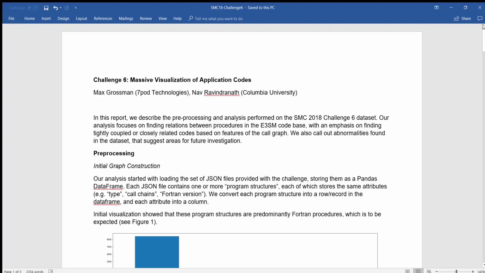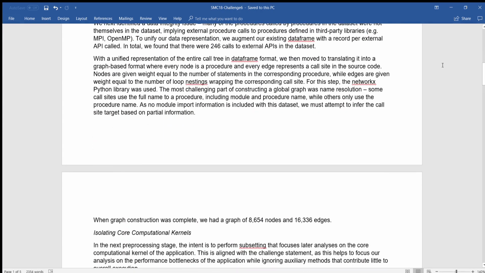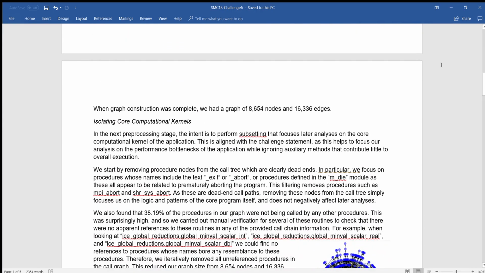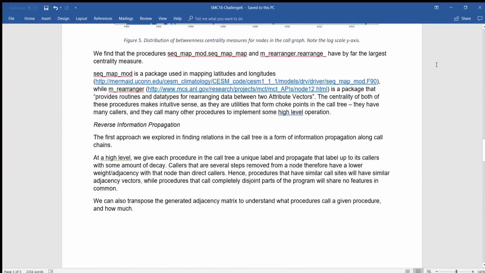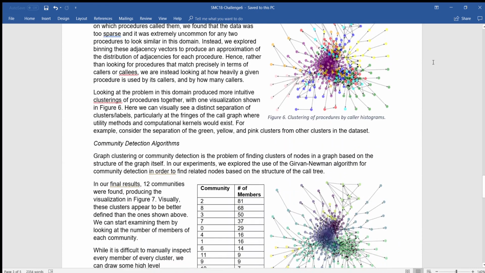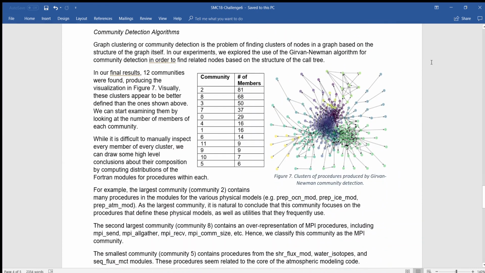My compatriot in this project is Ravindranath, and this is our submission for the 2018 SMC Data Challenge, Challenge 6, Massive Visualization of Application Codes. So in this video, I'll be briefly walking through the 5-page report that we are submitting along with a Jupyter notebook showing our work. Unfortunately, 3 minutes is not enough time to show all of the techniques that we tried, but I'll try to focus on the more interesting ones.